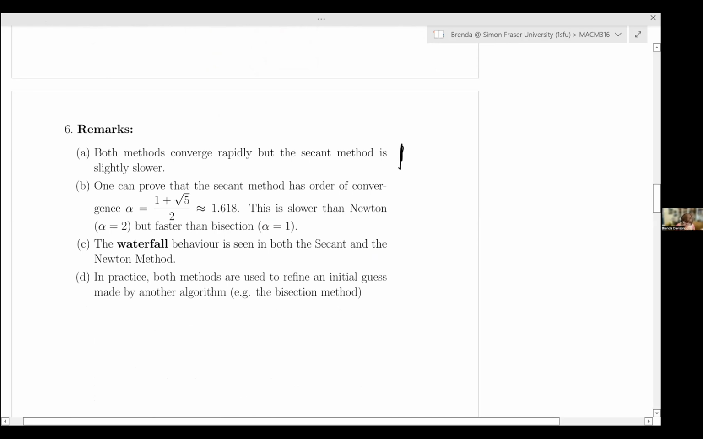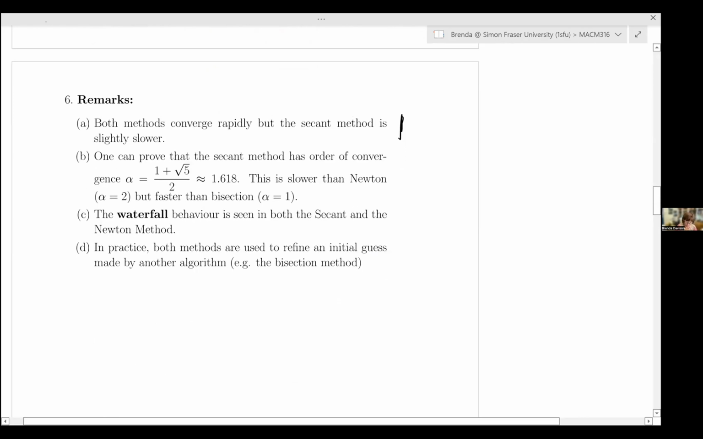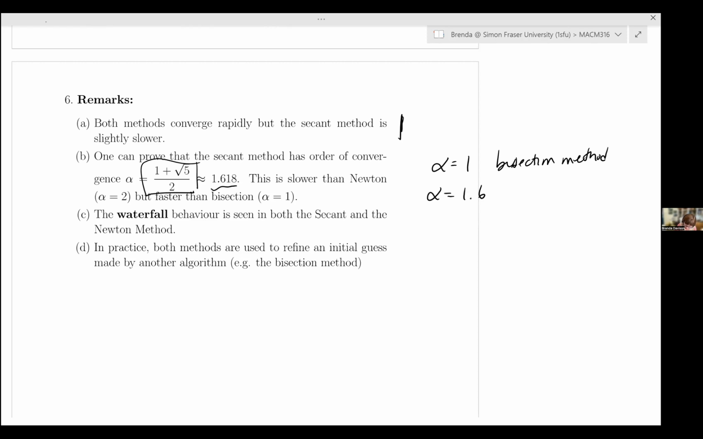And we're not going to go through the proof here, but you can show that the secant method has an order of convergence of 1 plus root 5 over 2, and that is approximately 1.6. So that alerts you again to that order of convergence. So we had the order of convergence is 1 for the bisection method. Order of convergence is 1.6 roughly for the secant method. And then the order of convergence for Newton's method was 2. This is Newton. Okay, you see the waterfall in both the secant and the Newton method.